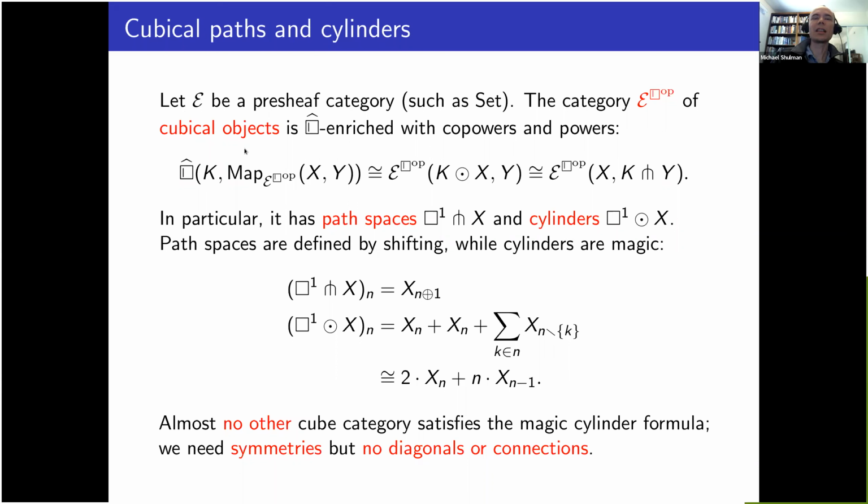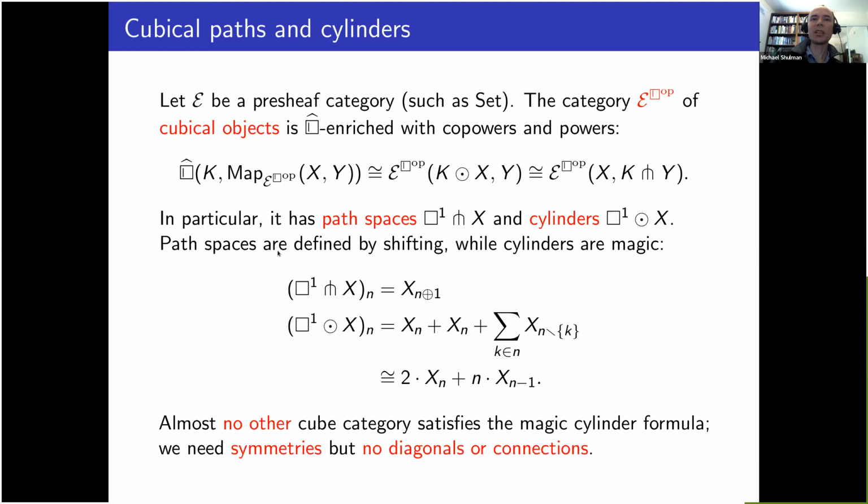And so this category, cubical objects in E, is enriched over cubical sets by a standard construction with mapping objects, and it has copowers and powers which are adjoint to this. So I can multiply any cubical object X by a cubical set K, and then I can also take the power or the exponential, which we denote with this pitchfork operation. Particularly important is the case when K is the one cube, the interval object, and that gives us path spaces that I mentioned before, and also cylinders, which are left adjoint to that.